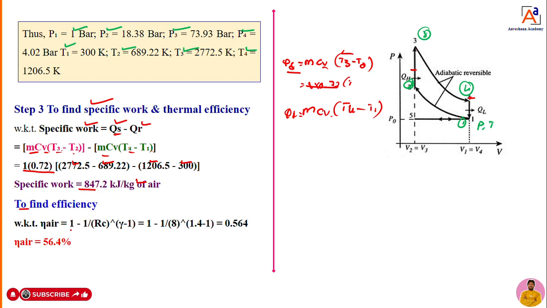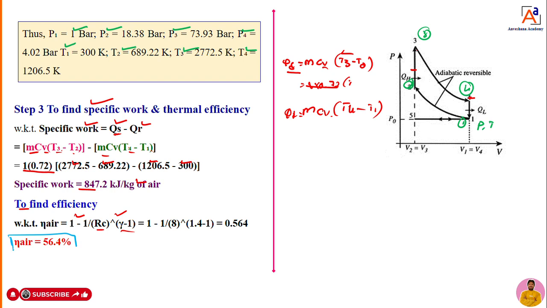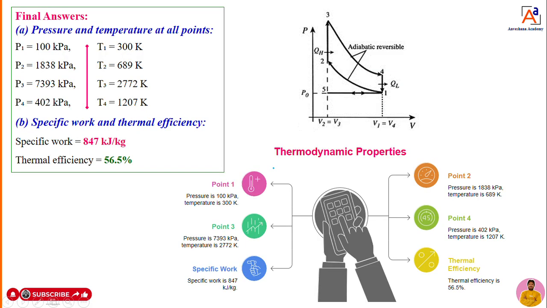But how to calculate the efficiency now? To calculate the efficiency of the air standard Otto cycle, we know the standard equation, which we have already derived. Efficiency of the air standard cycle is equal to 1 minus 1 divided by Rc to the power of gamma minus 1. Rc is given in the problem itself, 8, and gamma is also given. Do the simplification and calculate the efficiency. You will get the efficiency of the air standard cycle as 56.4%. This is how to calculate the efficiency of the Otto cycle, dear students.